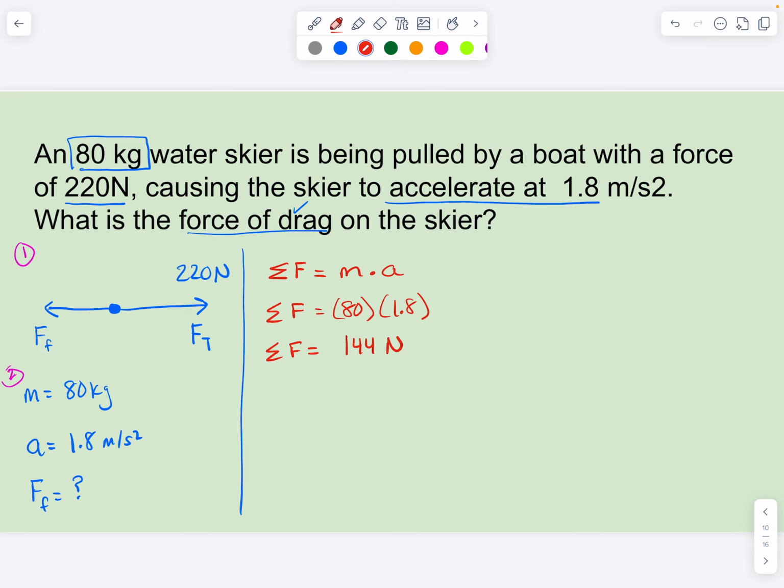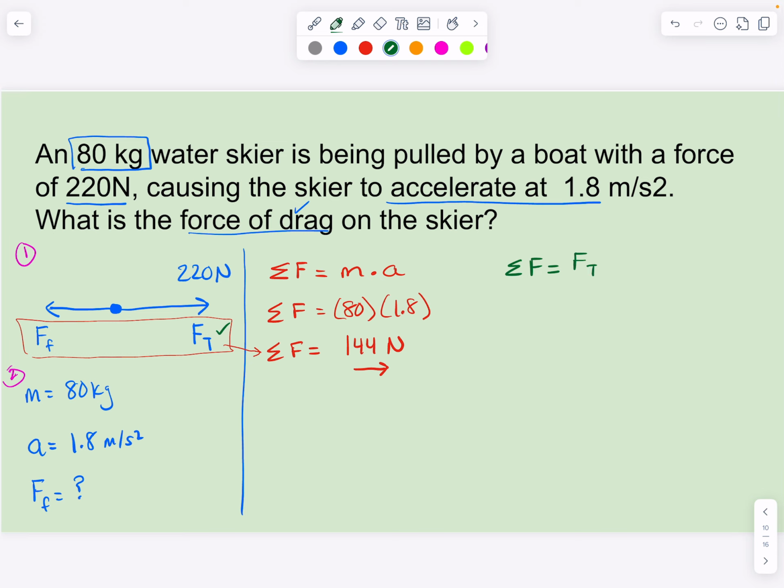144 newtons, right? So that's again saying that the sum of these two values is going to be equal to 144 newtons. And again, it's positive, so it's going to be moving to the right. And that makes sense because the boat is pulling the skier out of the water. So now let's find our force of the friction or the drag. The force of friction or drag is found by using the net force, which is equal to our Ft minus our Ff. And I have some values to plug in.